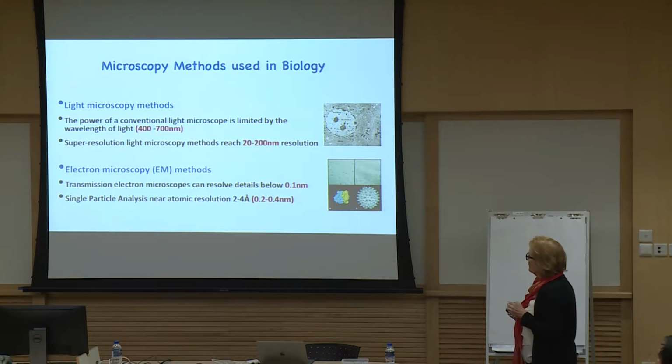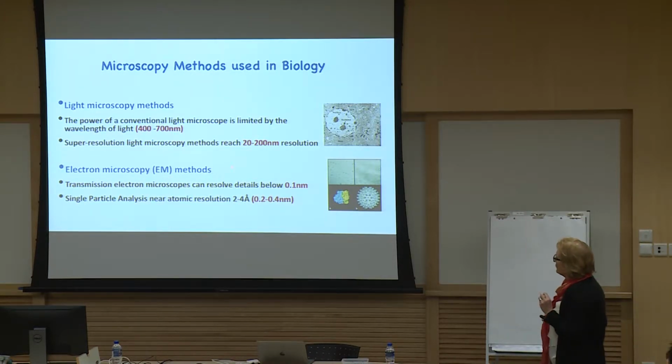So in biology, in order to understand how molecular complexes work, we need to observe these structures. And of course, everybody knows about light microscopy, and the resolution of the light microscope is limited to the wavelength of light, 400 to 700 nanometers. Then more recently, there are super-resolution microscopy methods that reach a much better resolution, down to 20 nanometers. And electron microscopy, transmission electron microscopy, can now reach, it has emerged in the last couple of years, 2 angstrom resolution for protein structures. So it's starting to really replace X-ray crystallography.